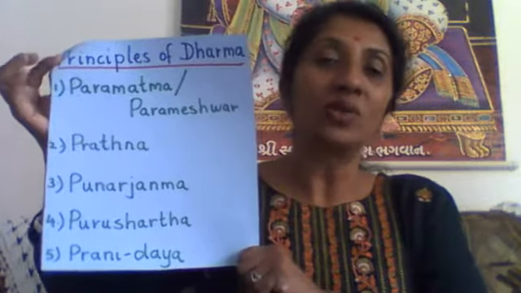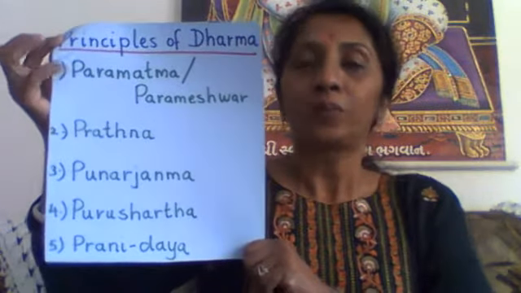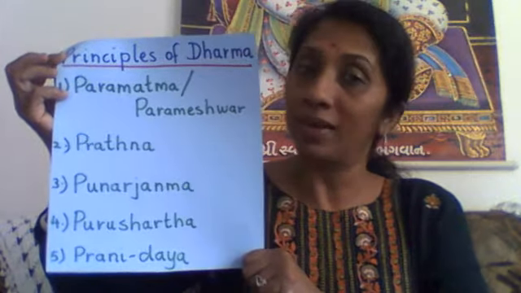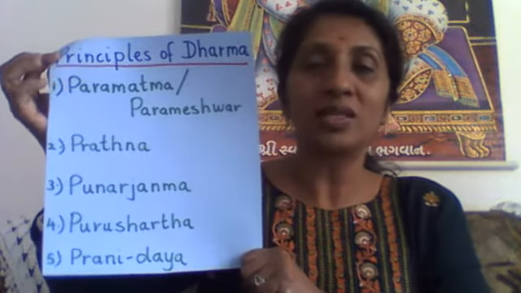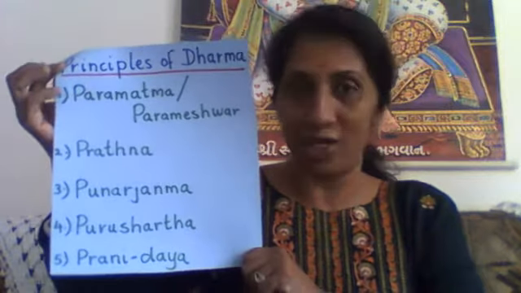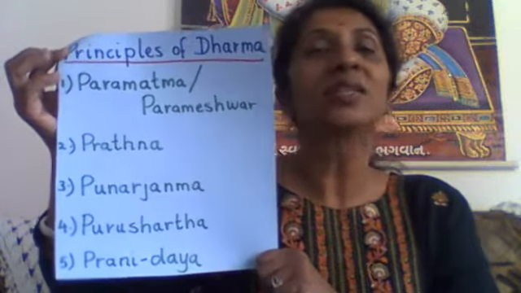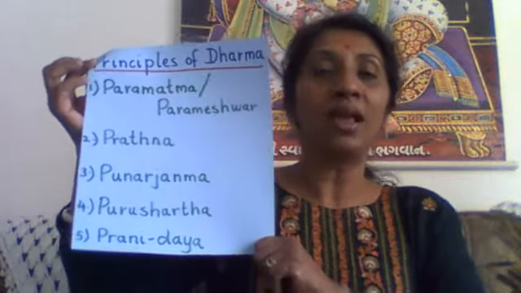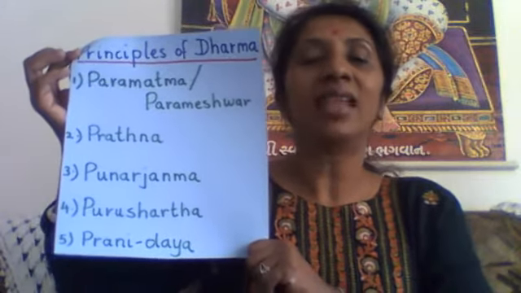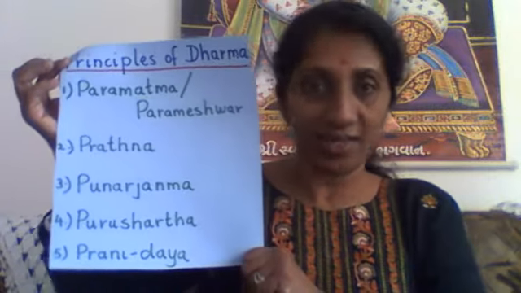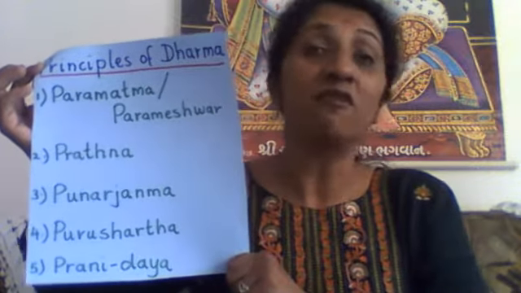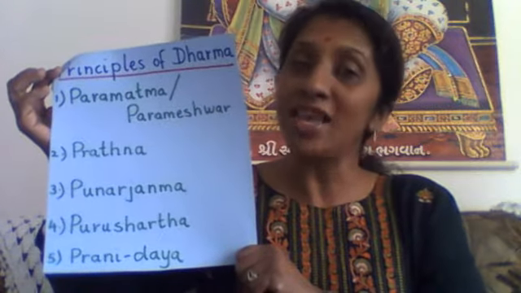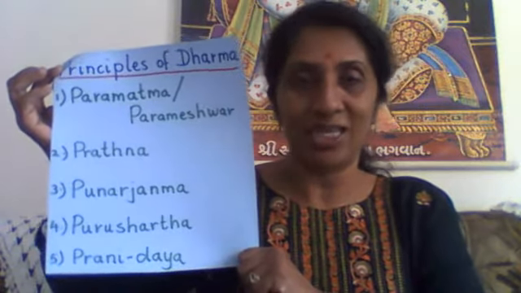So let's go back to the 5 principles. Paramatma, also Parameshwar. Then we have got Pratna, then Punar Janma, then Purushartha, then Prani Daya. So what are they known as? The 5 P's of Hinduism.